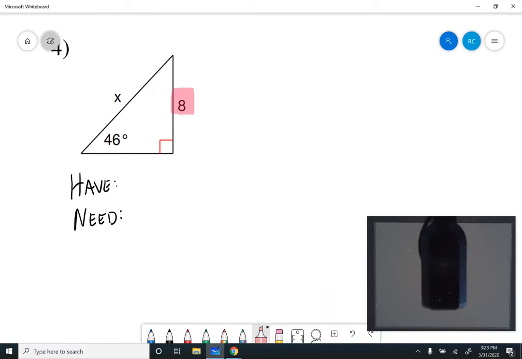We have the opposite leg. Notice that here's the 46-degree angle. That opposite side is not a part of that angle. That's how you know it's the opposite. And it looks like we're looking for the hypotenuse.